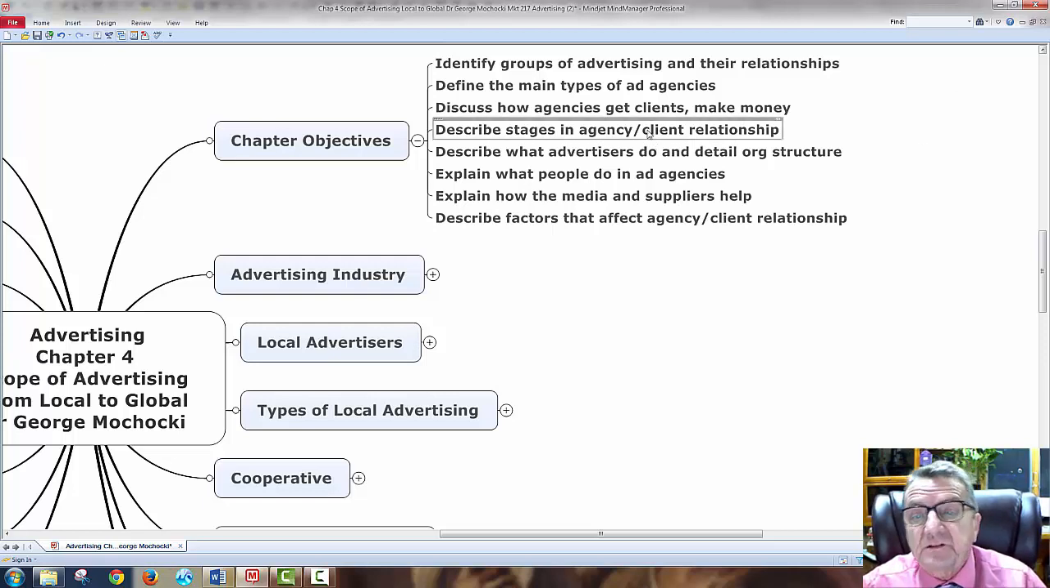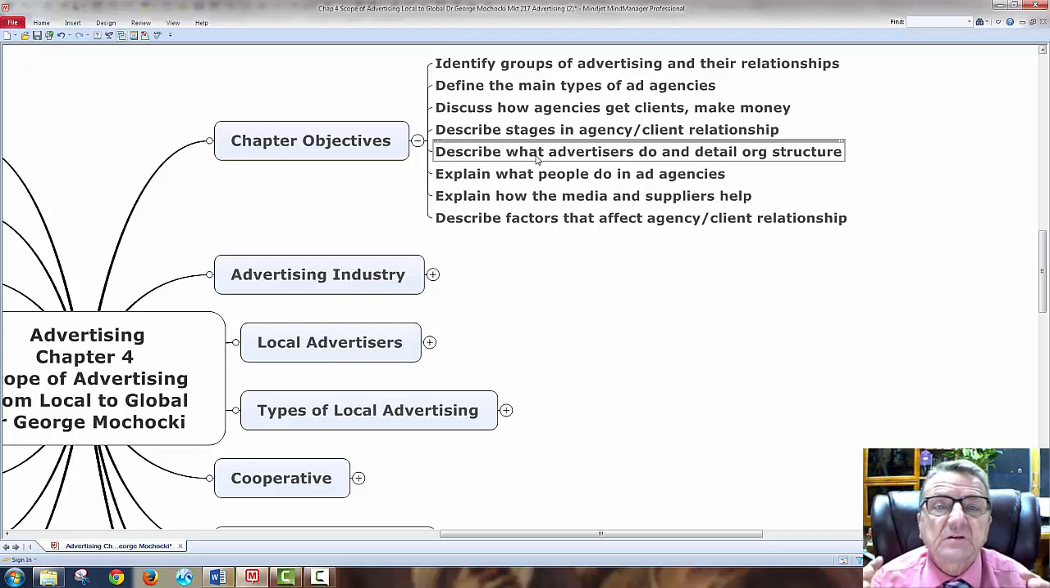Next, discuss how agencies get clients and make money. That's a big thing. If you're taking this course as a business owner, you have to understand how to utilize advertising, the same thing they're doing, to increase my customer base. Describe what advertisers do and detail organizational structure. You have to understand the structure of a company. This is just a general idea, because if I understand how a company is laid out, I understand how I will be able to interface with that organization.